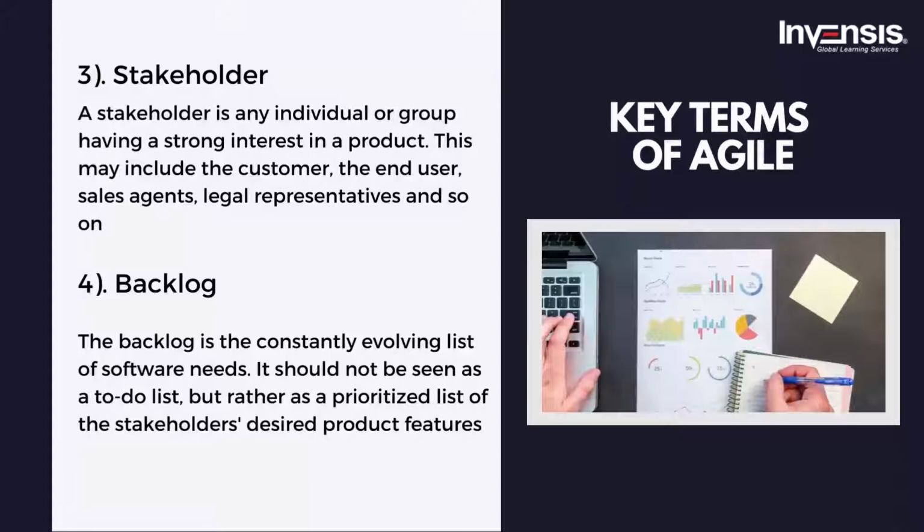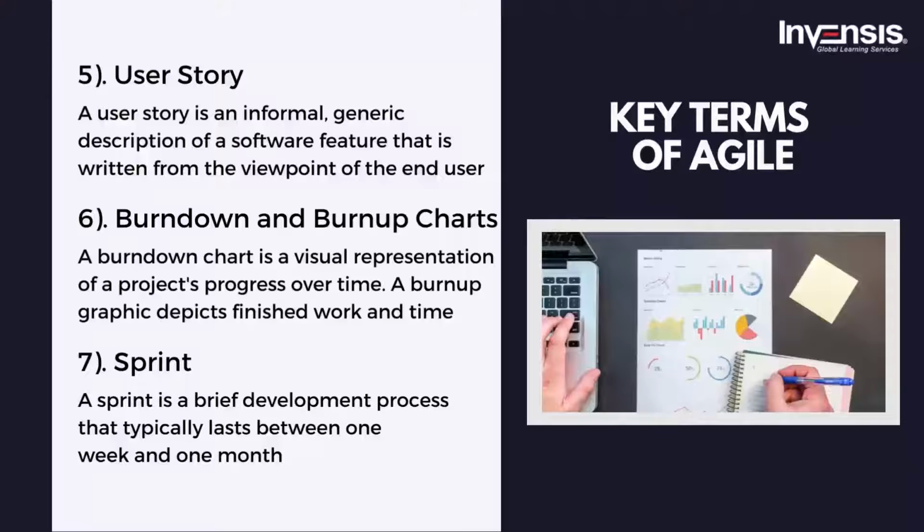Fourth, Backlog. The backlog is the constantly evolving list of software needs. It should not be seen as a to-do list, but rather as a prioritized list of the stakeholders' desired product features. Fifth, User Story. A user story is an informal, generic description of a software feature that is written from the viewpoint of the end user. Its objective is to describe how a software feature will benefit the client.